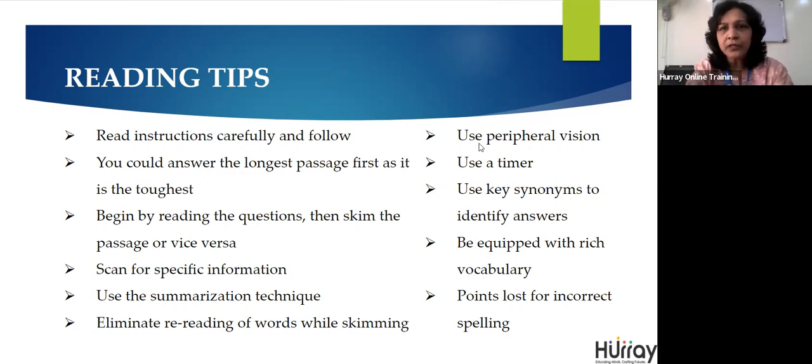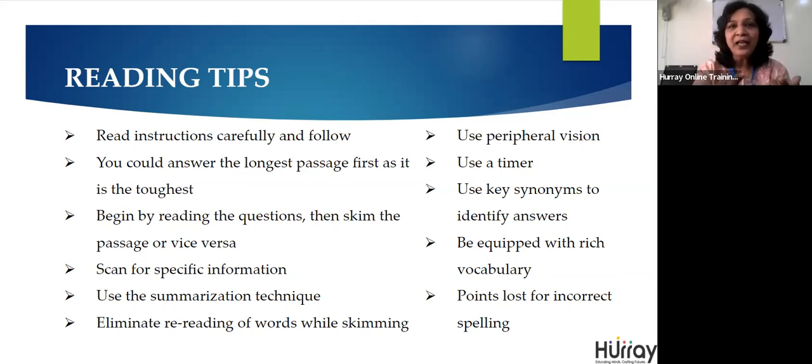The next bullet point says to use peripheral vision. What is the meaning of peripheral? Periphery is boundary. So when you're doing reading, to have peripheral vision means to move your eyes away from what you're actually reading. If you're reading a sentence, you're looking at one word and you start reading it.